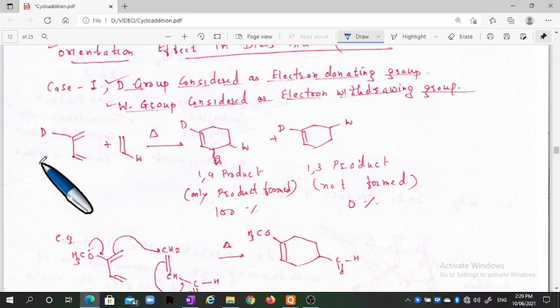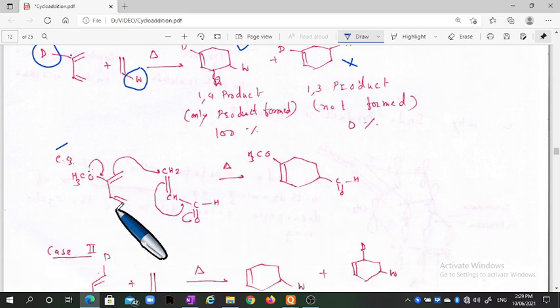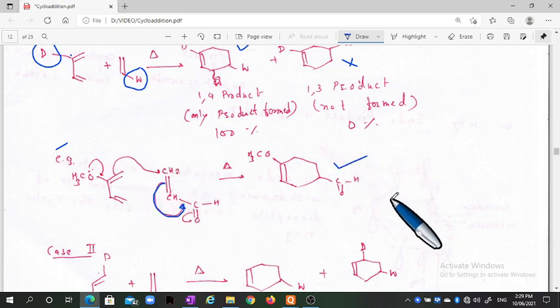Very important things. If a donating group is attached at this position, where D means the donating group and W means the withdrawing group, if D is present at that position, you will obtain only one product; this other product is not obtained. We can explain it by this. OCH3 is an electron donating group. By this mechanism, it attacks this double bond at that position, and we will obtain the majority or 100% of this product.